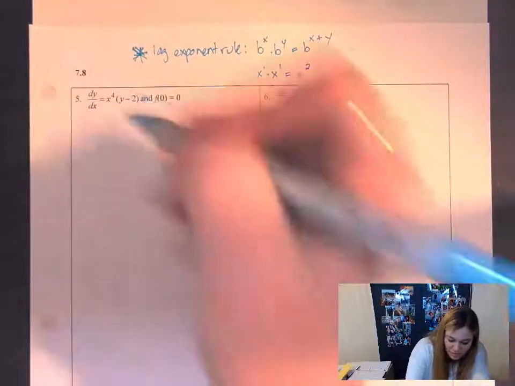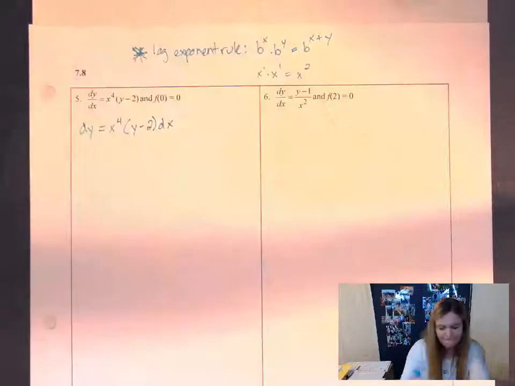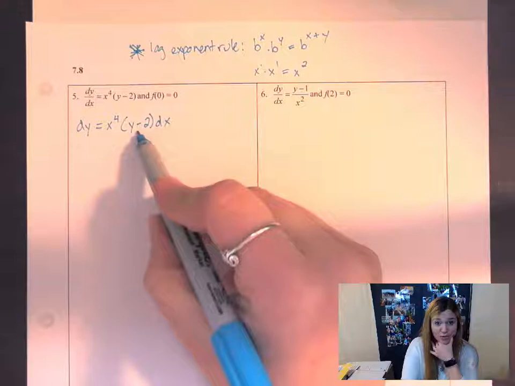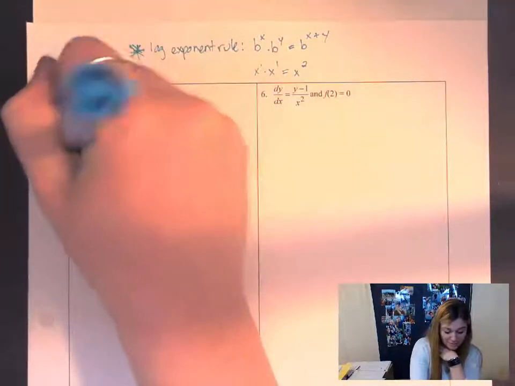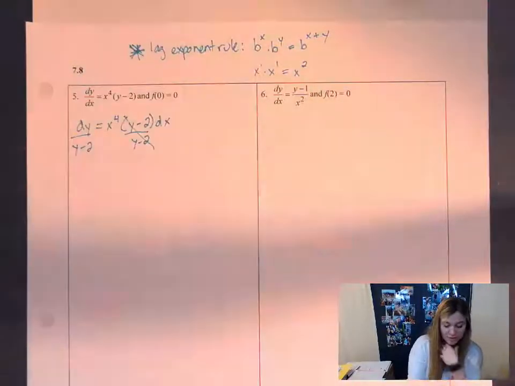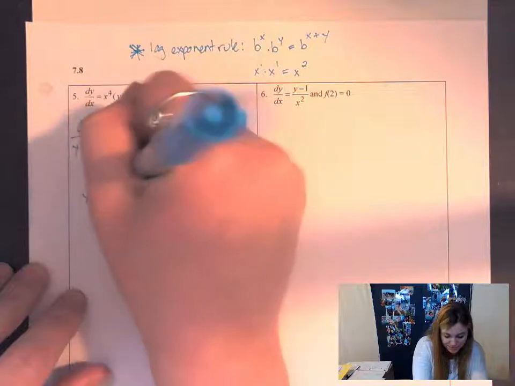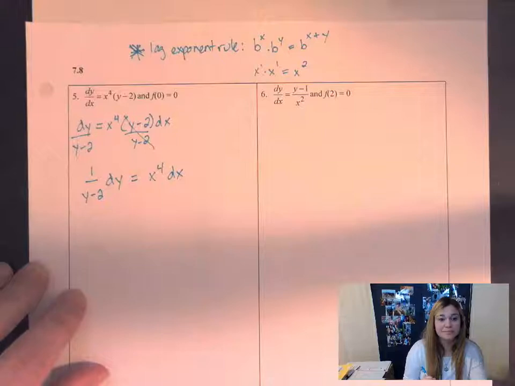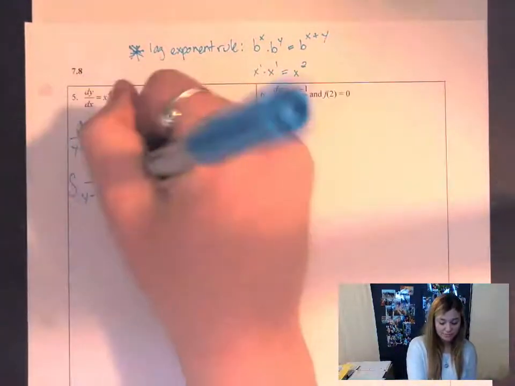This one, I'm going to multiply both sides by dx. So I've got dy equals x to the fourth times (y minus 2) dx. And then if you're looking at this, you're like, this is kind of gross. There's a y minus 2 over here, and I know it has to be on this side. So I'm going to divide both sides. So now I've got 1 over y minus 2 dy is equal to x to the fourth dx. I've got my y's on one side, I've got my x's on the other. Now I can integrate.